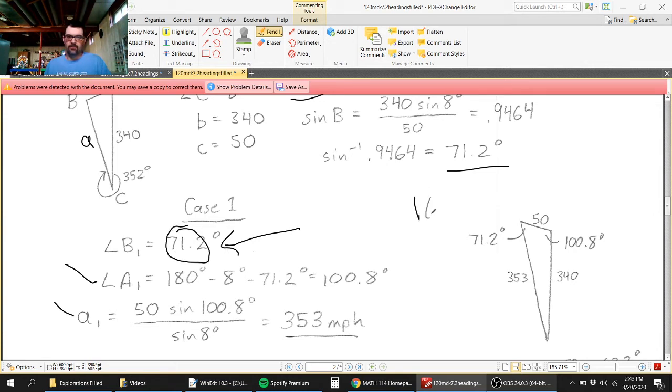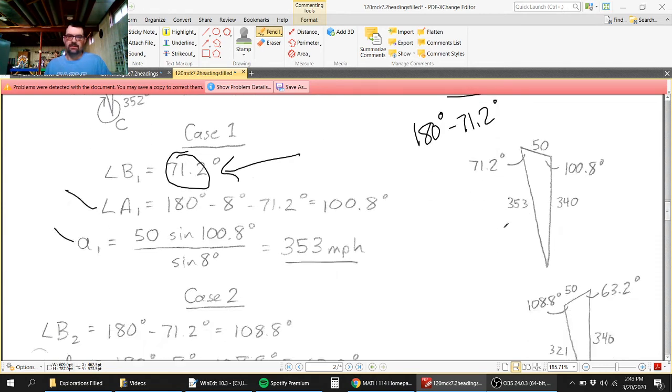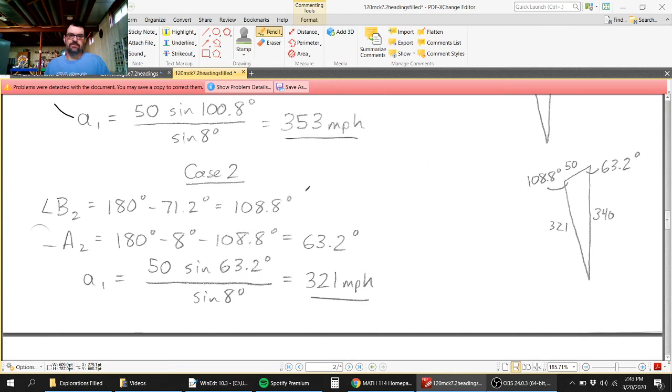The other one would be 180 minus 71.2 degrees, and that's what we see in case 2. So 108.8 leads to this angle for angle A, and the law of sines leads to 321 for side a. This is the situation where the wind is blowing and slowing the plane down, but deflecting it to go in that direction of 352. And you can see the angles even make sense in the picture.